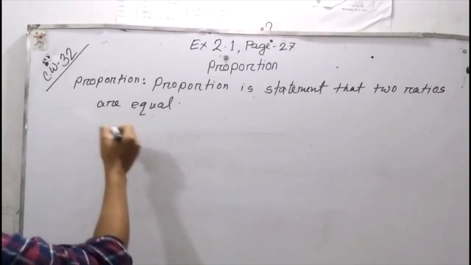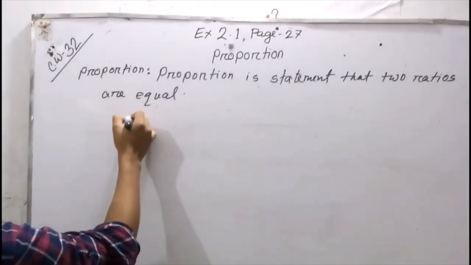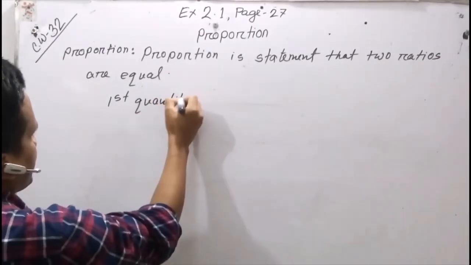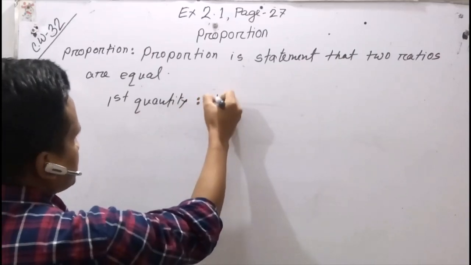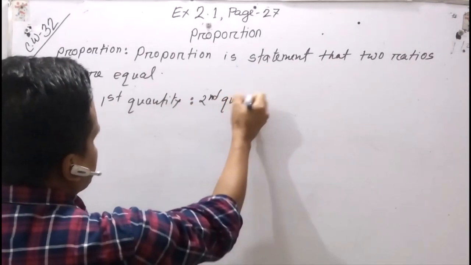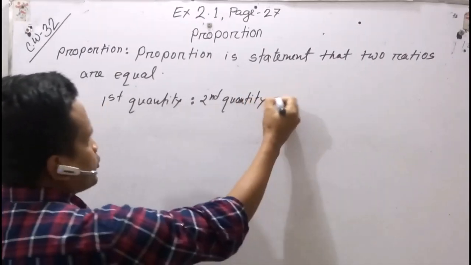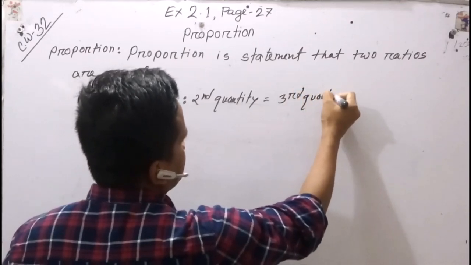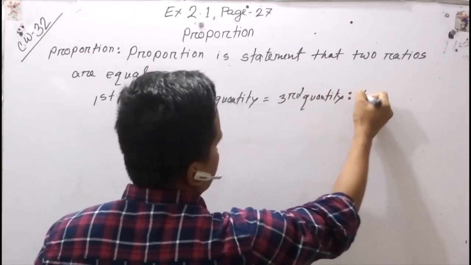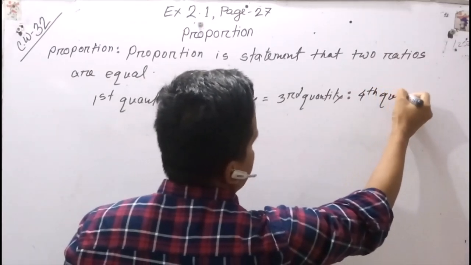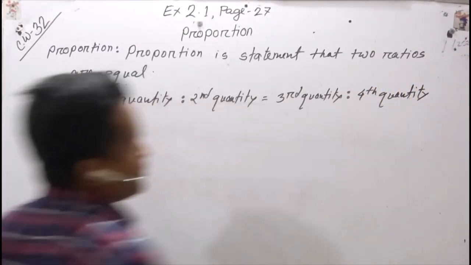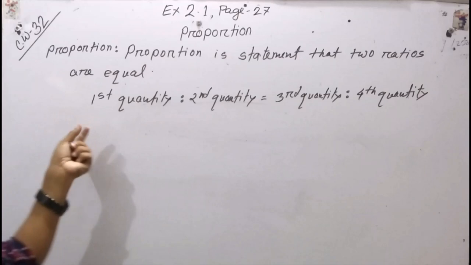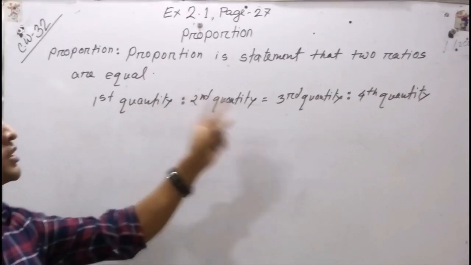You already have learned this one. The statement is: the first quantity is to the second quantity equal to the third quantity is to the fourth quantity. Okay. By this statement, we will solve some maths, number 3 and 4. But we can write this statement another way, okay?